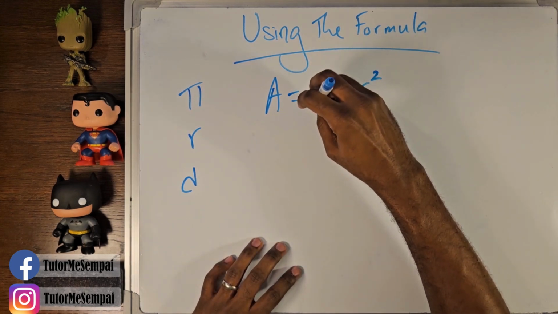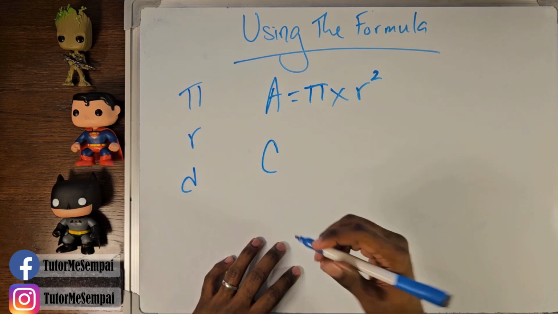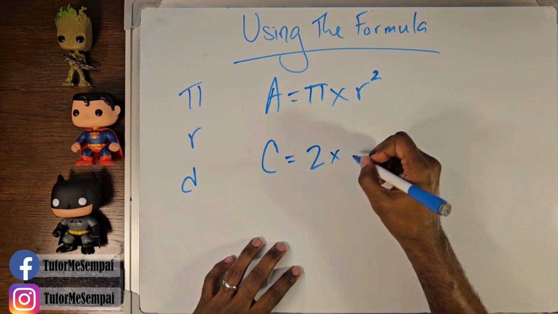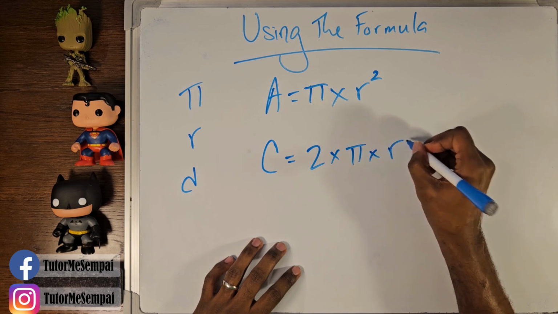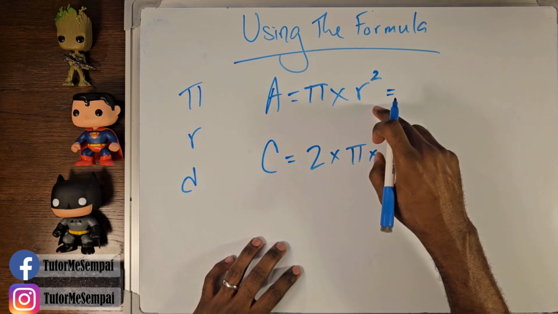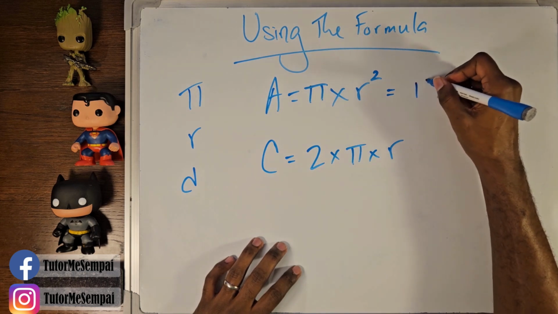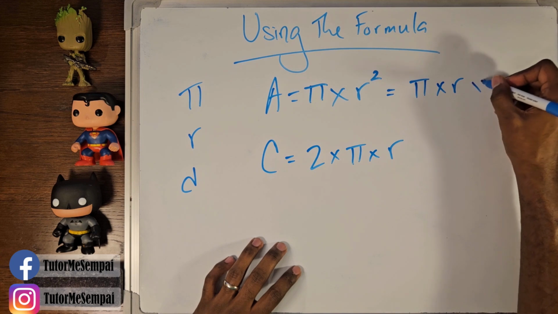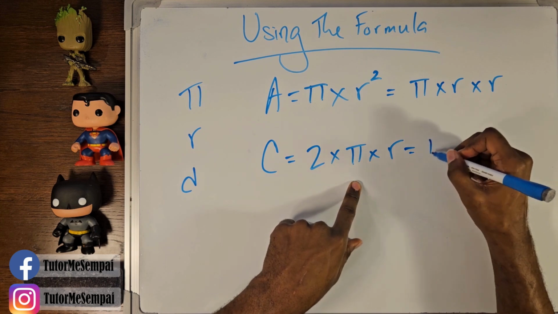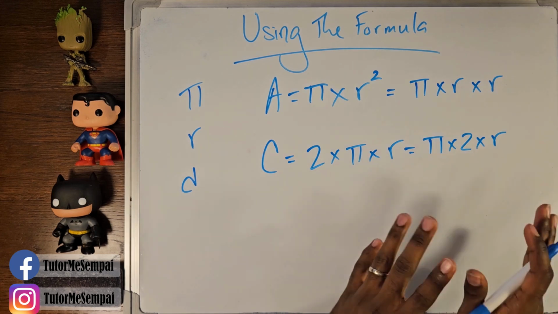So let's clean this up a little bit. The formula for your circumference, I'm going to call it C, looks pretty similar. It's 2 times pi times r for your radius. Now, what is pi times r squared? What is r squared? Well, r squared is r times r. So when you write it out like this, pi times r times r, it looks kind of similar, especially if you rewrite this as pi times 2 times r. Looks very, very similar.